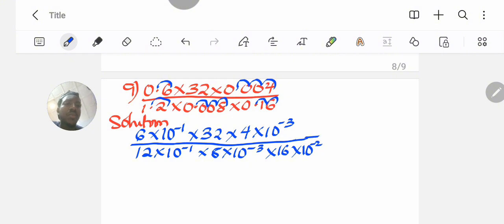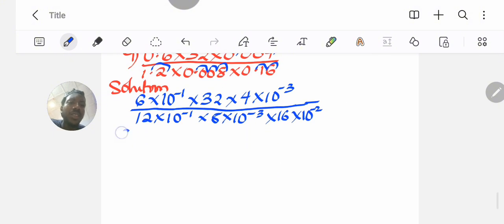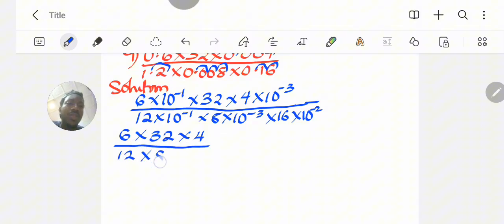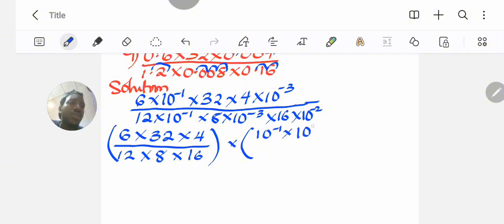All right, so from here, all the numbers, that is 6 for the numerator times 32 times 4, you can put them all to one side, divided by, for the denominators, we have 12 times 8 times 16 on another side, times, then all the 10 raised to the power. So for the numerator, we have 10 raised to the power minus 1 times 10 raised to the power minus 3. All divided by 10 raised to the power minus 1 times 10 raised to the power minus 3 times 10 raised to the power minus 2.